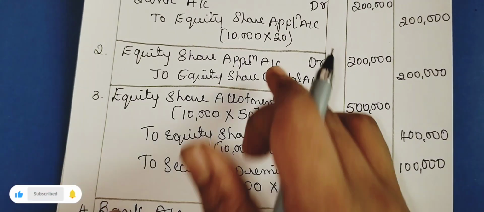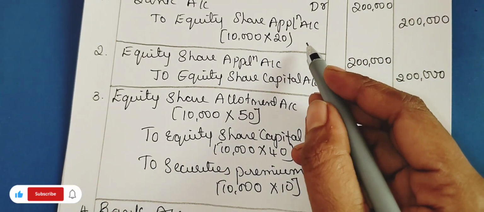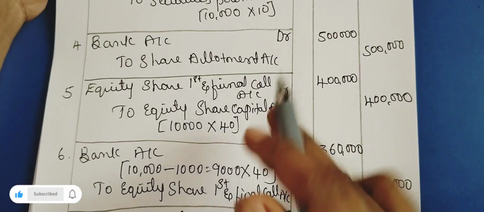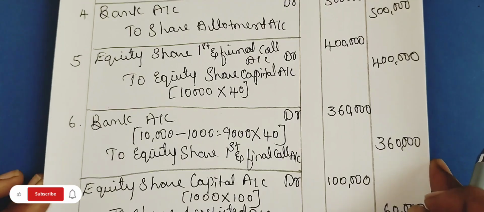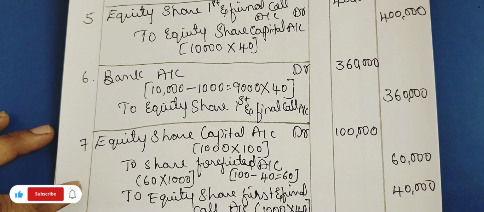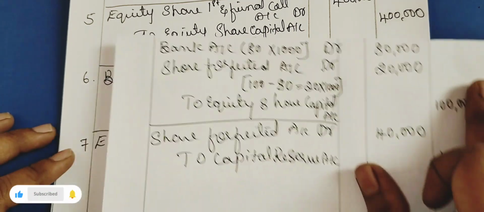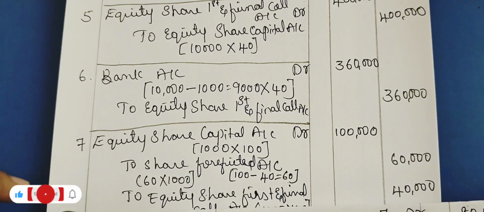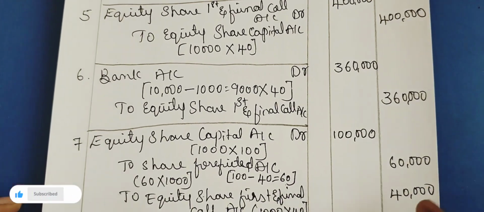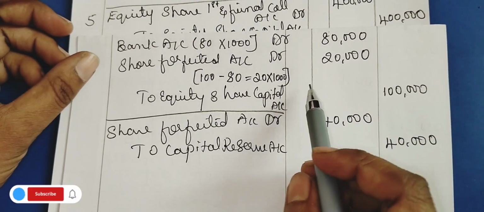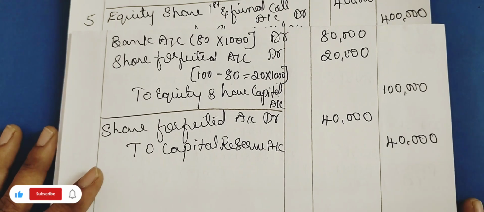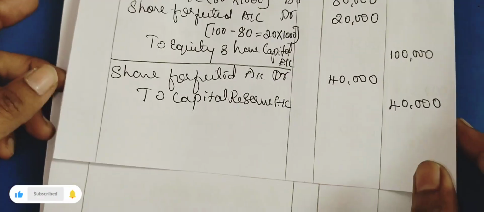Understood? First entry is for application money received. Then we are passing due entry, receipt entry, due entry, receipt entry. In case you have failed to receive any amount, you have forfeited, cancelled and reissued, then you need to pass these three entries. First entry is for the non-payment, how much is remaining. So that forfeit, the amount you are showing, then reissue entry, then the remaining surplus you are transferring to capital reserve account. So we'll move to the next question now.